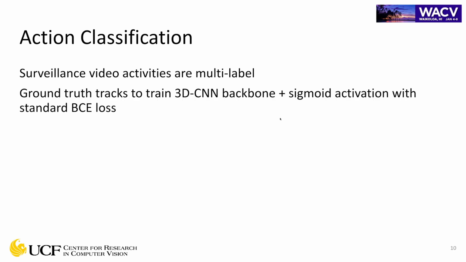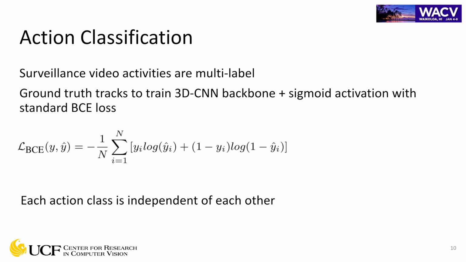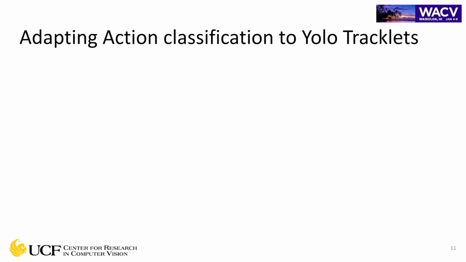For action classification, each detection can have multiple labels, so we train a 3D CNN backbone with sigmoid activations on ground truth tracks using a standard BCE loss where we treat each class independently.